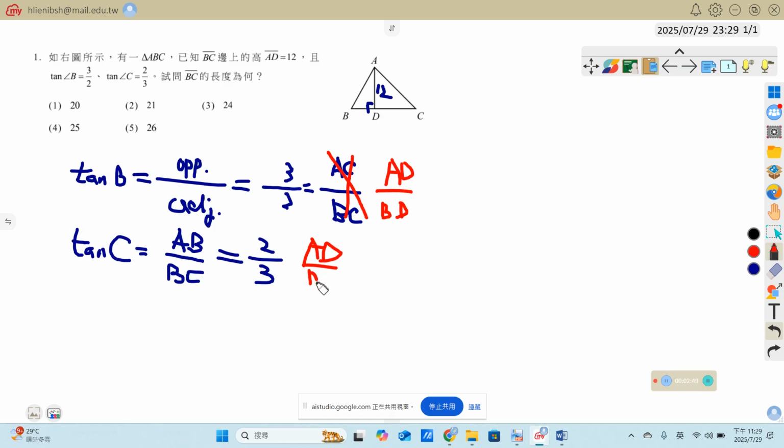Now we have two equations. Tan B equals 12 over BD equals 3 halves. Tan C equals 12 over DC equals 2/3. Can you use these equations to find the lengths of BD and DC? 3 over 2 equals 12 over BD. That's correct. So 3 halves equals 12 over BD. How would you solve for BD?